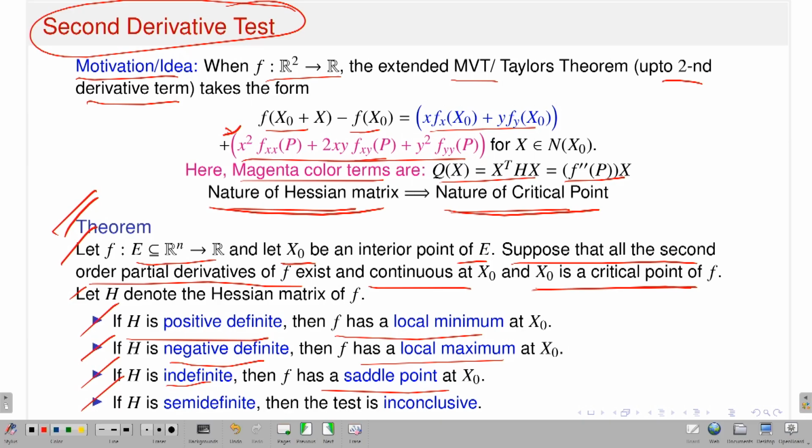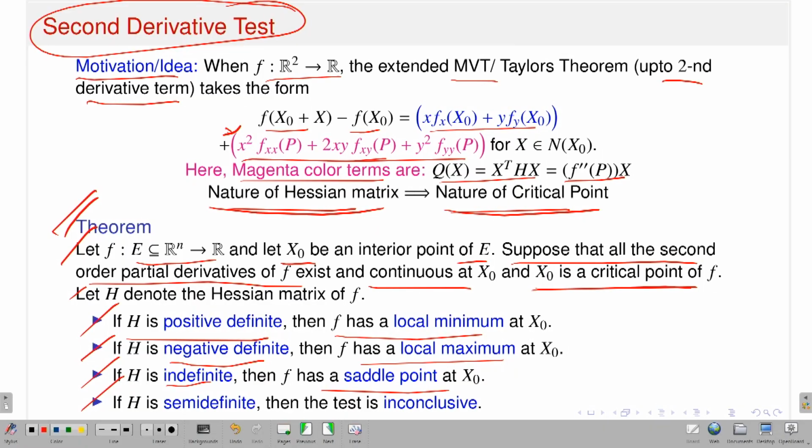Using that theorem, you can guess, if I have critical points, and these many critical points are there, you check whether my function has a local maximum or local minimum at those critical points. That is very important, or whether this point is a saddle point, or whether I cannot conclude anything. So, this is the theorem, and it plays a very crucial role.